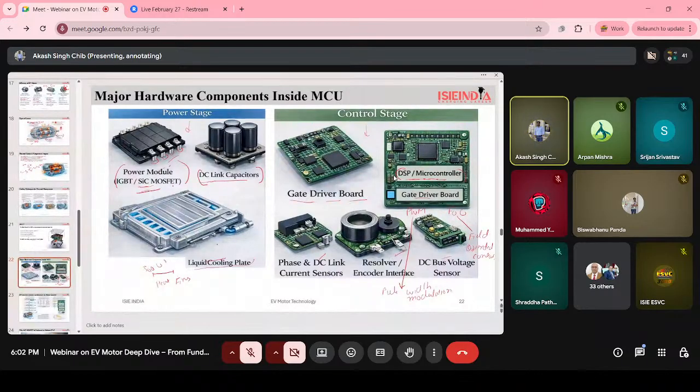Basically it gives signals to the SiC MOSFET power module. That is the gate driver. Then come the current sensors, the phase and DC link current sensors. These sensors measure motor current. Basically, the motor control unit uses this data to control the torque. Without the current measurement, we don't have proper control over the motor. That's why we use DC link current sensors there.